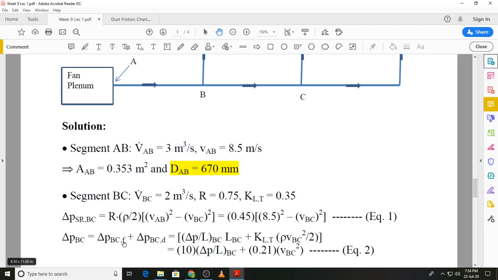The other thing now is to look at the pressure drop in this segment BC, which will be the sum of the frictional pressure drop and the pressure drop due to dynamic losses. The duct lengths I have not shown over here, but this is actually 10 meters, so I'll just write it down over here.